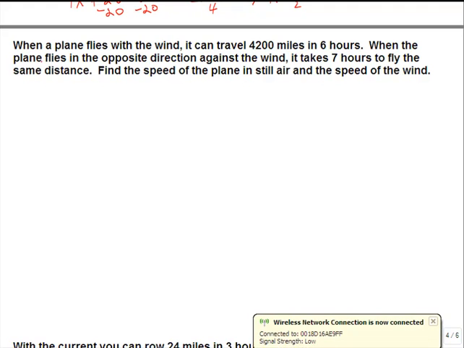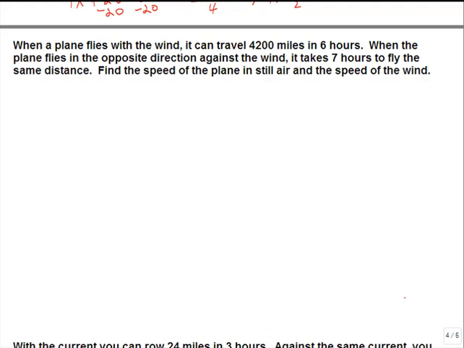What we have is when a plane flies with the wind, it can travel 4,200 miles in 6 hours. When the plane flies in the opposite direction against the wind, it takes 7 hours to fly the same distance. Find the speed of the plane in still air and the speed of the wind. Okay? So we're trying to find the speed of the plane and the speed of the wind. So you could use x and y for that. I'm going to choose letters that are a little bit more obvious what they represent. Let's let P be the speed of the plane. And let's let W be the speed of the wind.